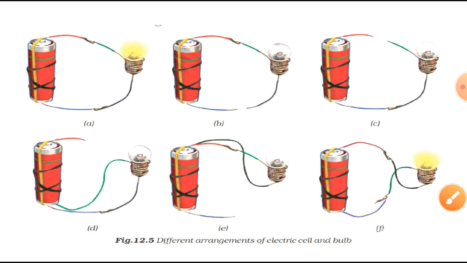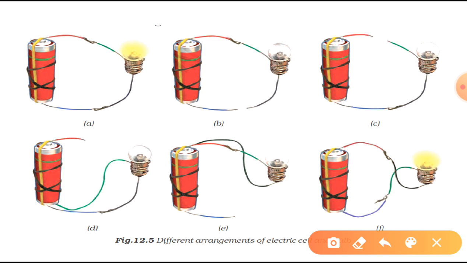Now here have a look. These are different arrangements of electric cell and bulb. You will find that in some the bulb is glowing and in some it's not. We will try to find out the possible reasons for that. Now, starting from the very first one, here you can see the bulb is lighting properly because the circuit is complete. We have attached all the things in the correct manner.